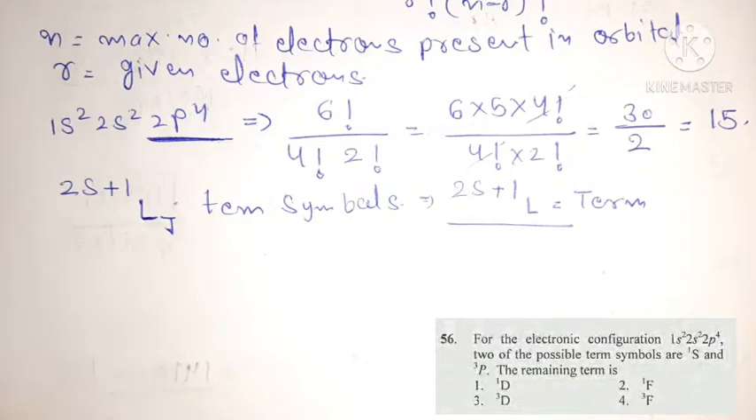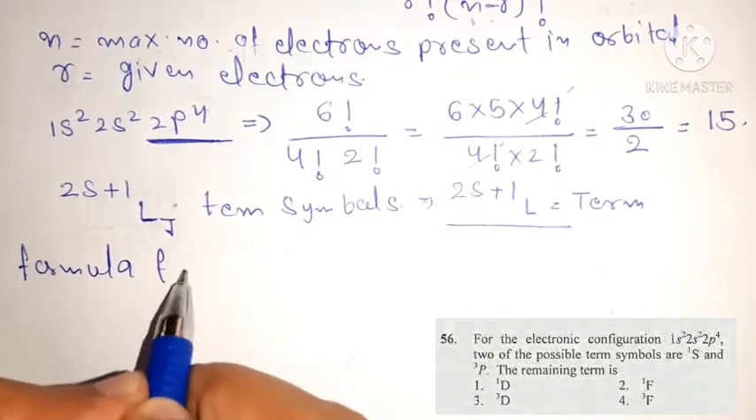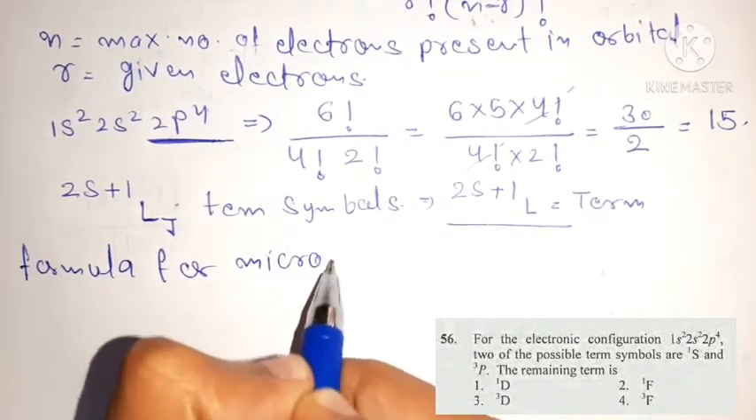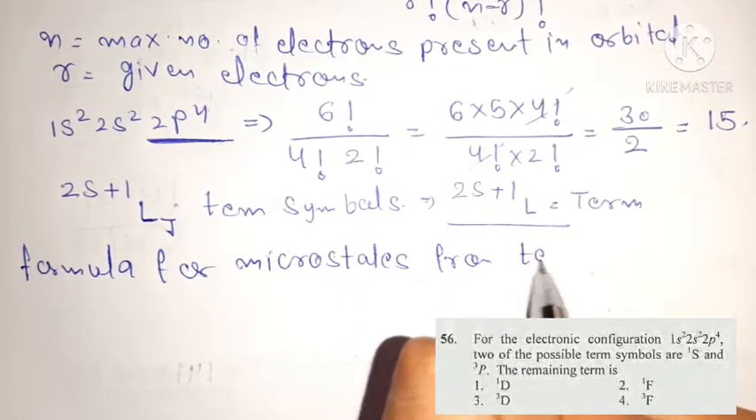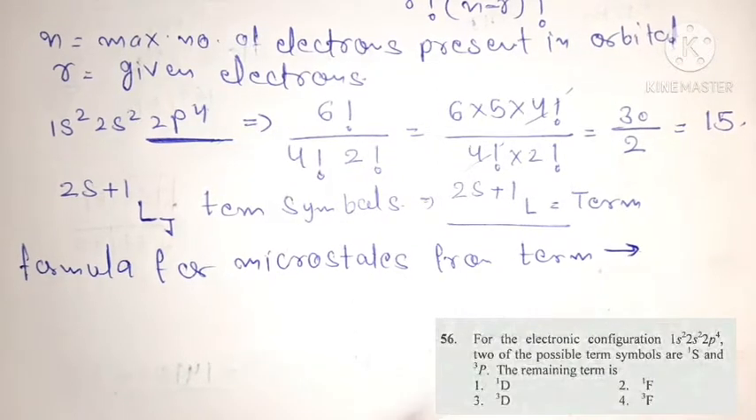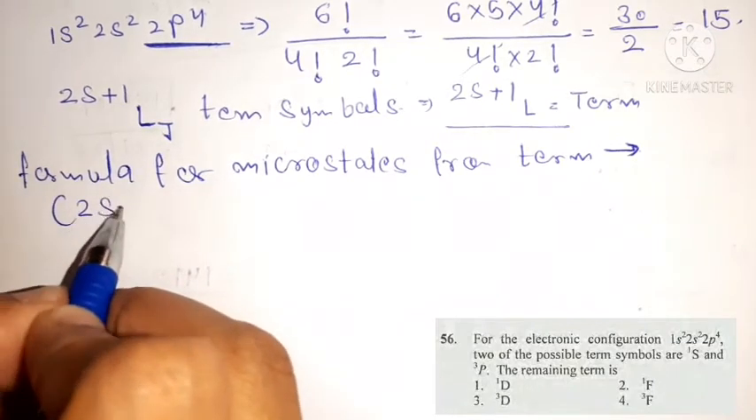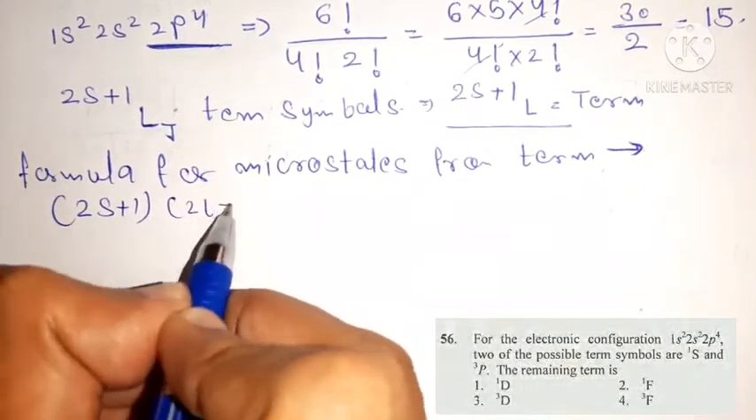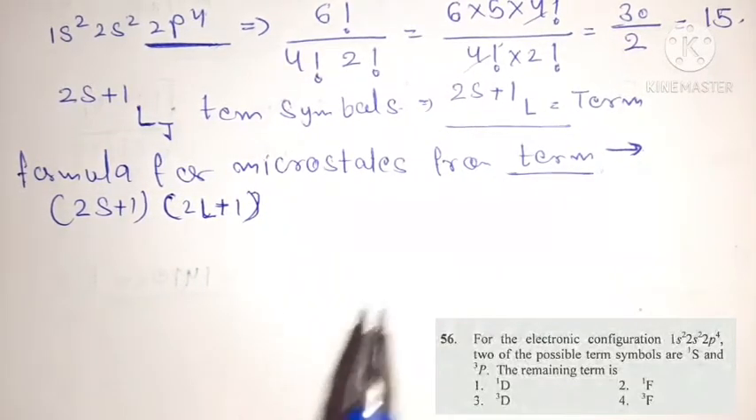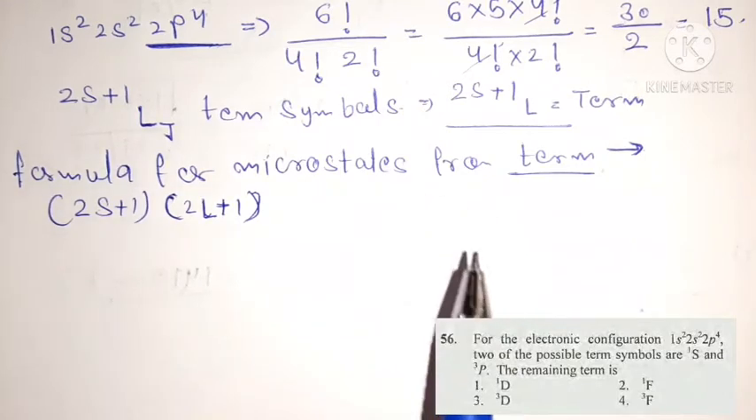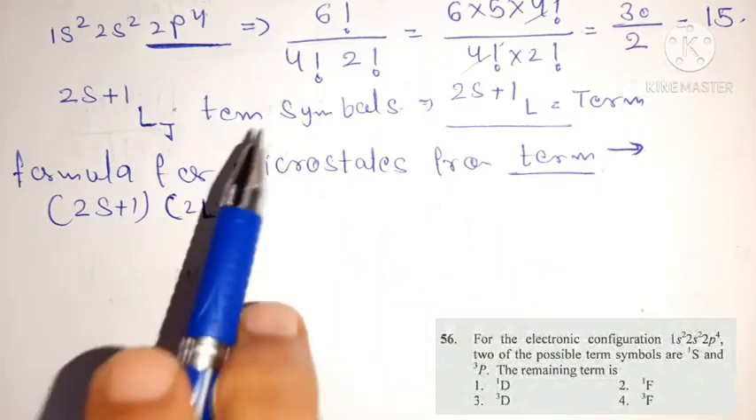Okay, so formula for finding microstates from term. So what is the general formula? It states that 2S plus 1 into 2L plus 1. This is a formula for finding microstates from terms. Okay, so total number of microstates will be equal to the sum of all terms for this electronic configuration.